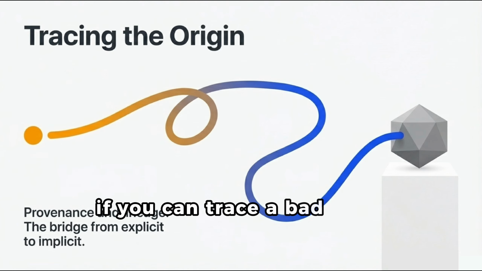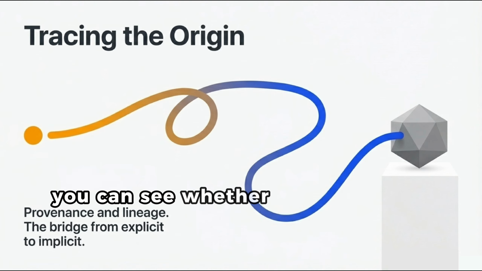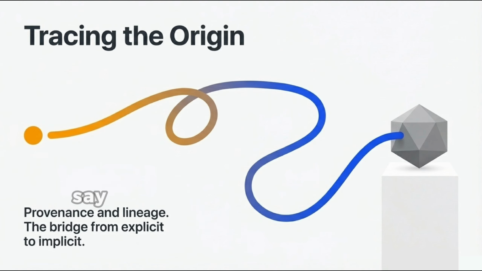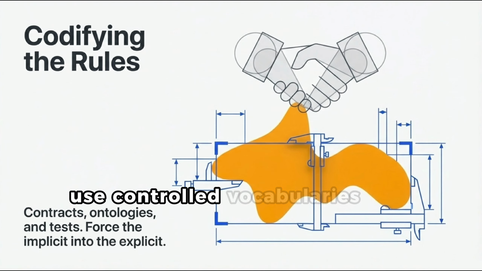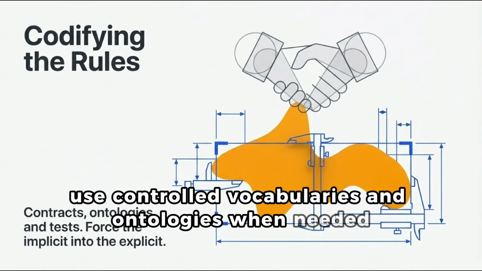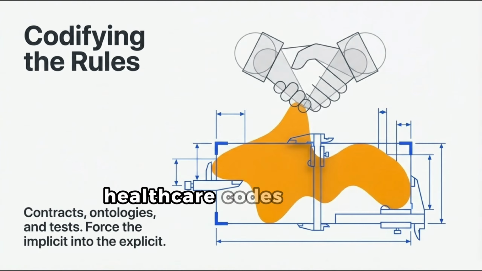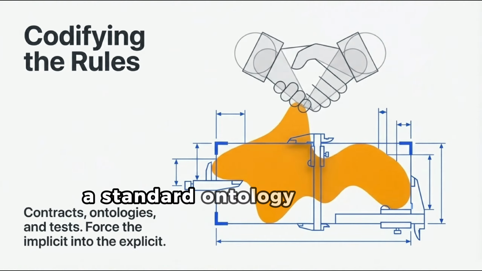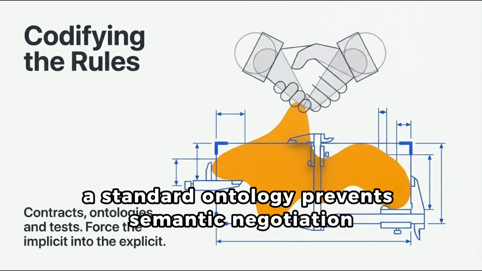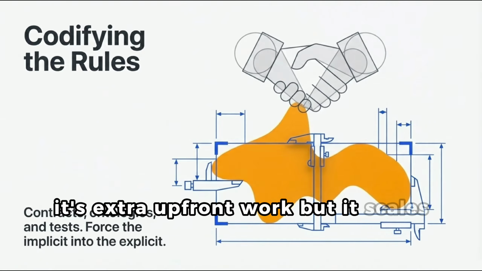If you can trace a bad value back to a specific ingestion job and timestamp, you can see whether the semantics changed at that point, say a sensor swap or a new ETL script. Use controlled vocabularies and ontologies when needed. For domains where semantics are shared across teams, healthcare codes, product taxonomies, geocodes, a standard ontology prevents semantic negotiation each time you integrate. It's extra upfront work, but it scales.